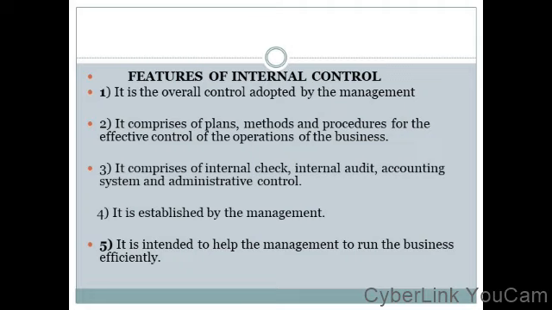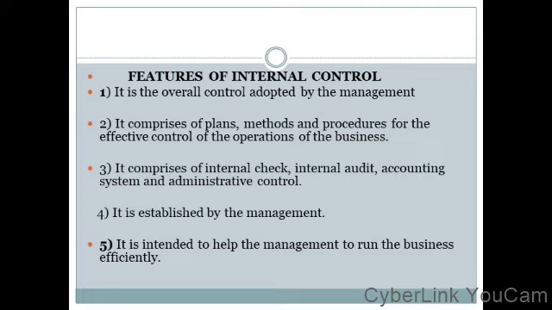Then the third one: it comprises internal check, internal audit, accounting system, and administrative control. All these are the components of internal control. So far we have studied internal audit in the first unit, but pertaining to internal check, accounting system, and administrative control, later on we are going to study. All these components together make one internal control system.